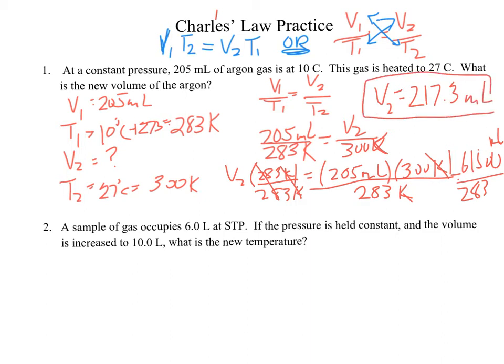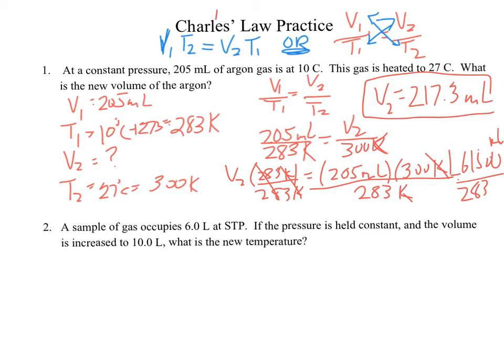So all I did was multiply the expressions on the top, that's the volume and the temperature, divided by the temperature, and that will give us our final volume. Now, if we think about it logically, we know it's a direct relationship. Therefore, as the volume goes up, the temperature should go up.